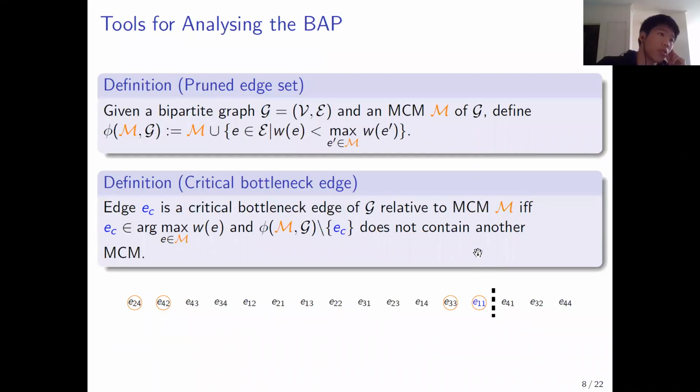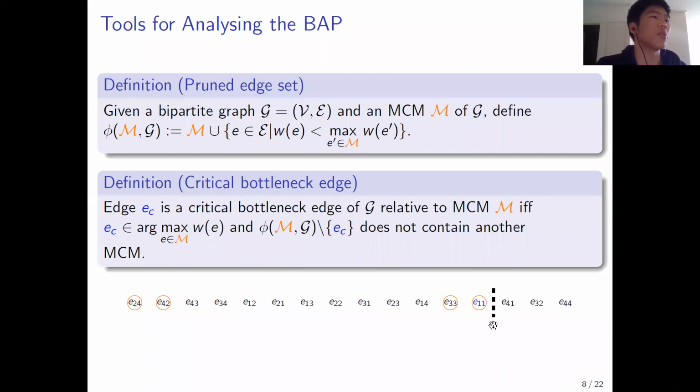Before going into the algorithm that solves the BAP that I was talking about, I'm going to introduce these two definitions. And there's a fair bit of information on this slide, so I'll try and go through slowly. The first definition is of a pruned edge set, and it's defined as follows. Given a bipartite graph G and an MCM M, we define the pruned edge set as the union of M and the set of all edges with weights strictly smaller than the largest edge in M.